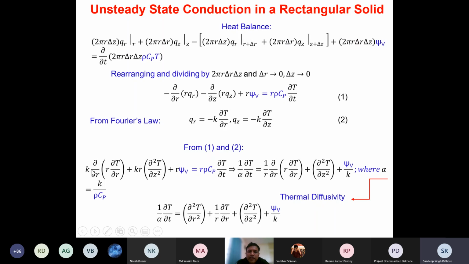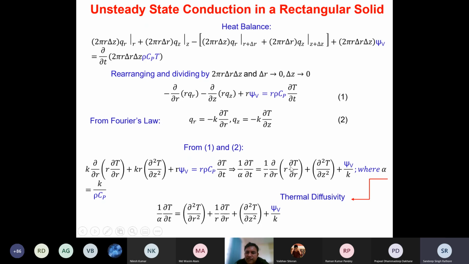If you divide this entire equation by K, on the right hand side rho Cp by K will be 1 by alpha, where alpha is nothing but the thermal diffusivity. So 1 by alpha dou T by dou t will be given as, again this r is there on the right hand side, so this will be again divided. So what we will get here is 1 by r dou by dou r of r dou T by dou r plus dou square T by dou z square plus psi V by K. Do you all agree with me with this equation? Yes, sir.